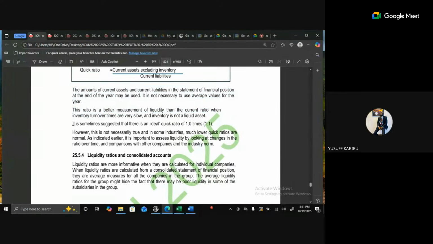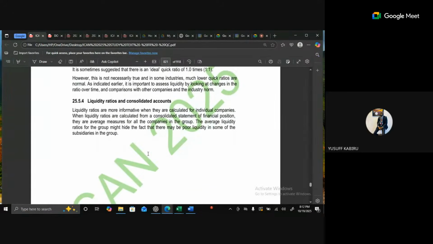Okay, so they say it is suggested that there is an ideal quick ratio of 1.0 or 1:1, right? However, this is not necessarily true in some industries, where it is much lower. So if you have anything below this, then you know there is a problem. But regardless, you still have to check the industry average, which is usually below this 1.1. For example, if the industry average for the quick ratio is 0.5, and you got something within that range, then you would not have to panic or say that it's below the ideal. So that is basically what they are saying here. You have to consider all those tiny things.